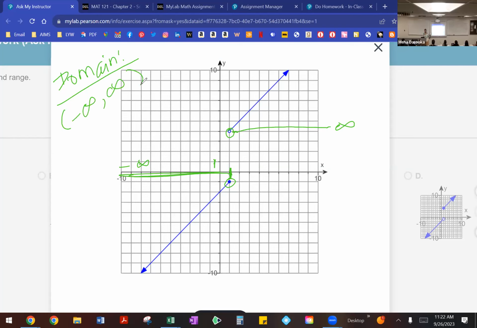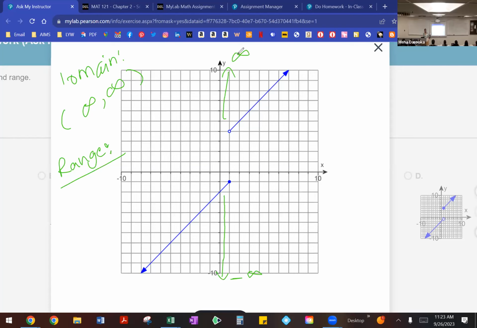All right, so obviously the next one will be, let's talk about the range. So in terms of range, that is the y values that we're getting. So starting down here, you're of course headed to negative infinity. On this side, going up, you're headed to positive infinity. So on the y-axis, what would our range look like?